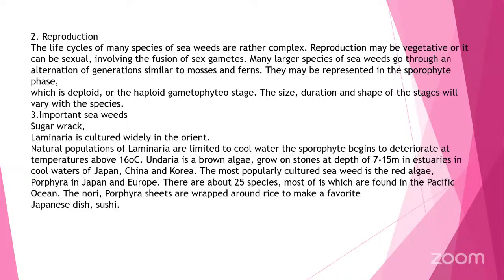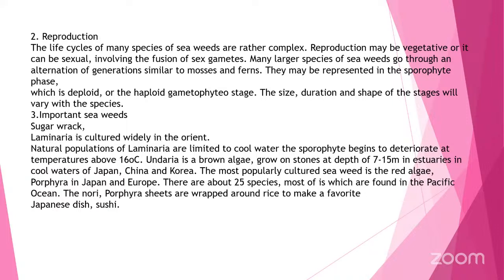Now coming to reproduction, the life cycles of many species of seaweeds are rather complex. Reproduction may be vegetative or it can be sexual, involving the fusion of sex gametes. Many larger species of seaweeds go through an alternation of generations, similar to mosses and ferns. They may be represented in the sporophyte phase, which is diploid, or the haploid gametophyte stage. The size, duration, and shape of the stages will vary with the species.